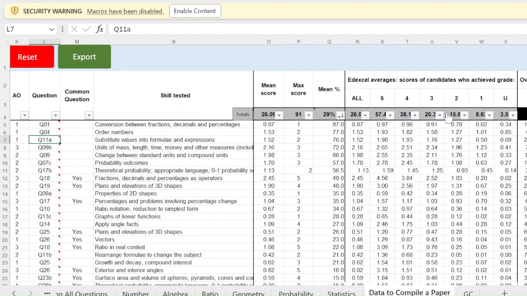Based on those 91 marks, the grade boundaries for that were 57 marks for a 5, 38 for a 4, 25 for a 3, 15 for a 2, and 9 for a 1.